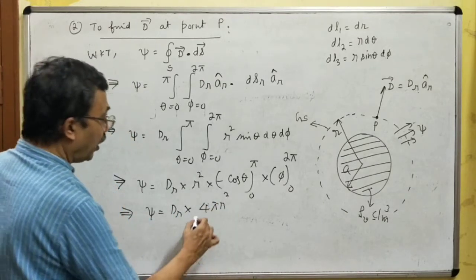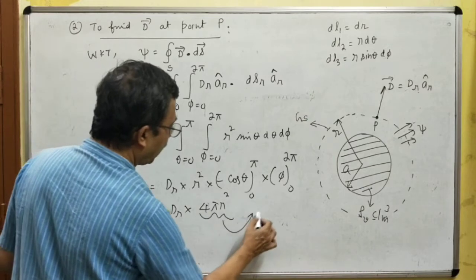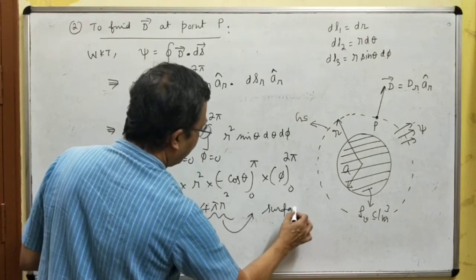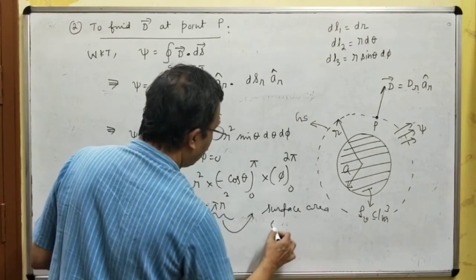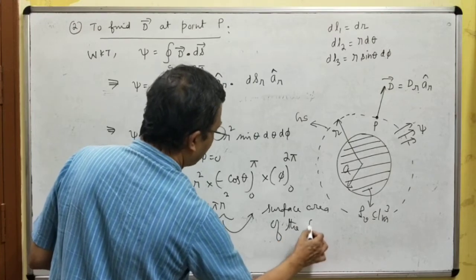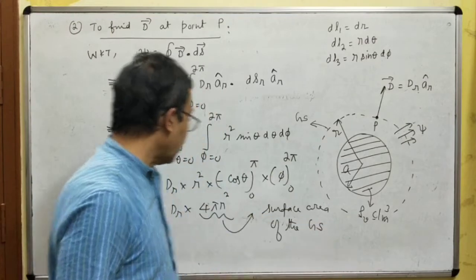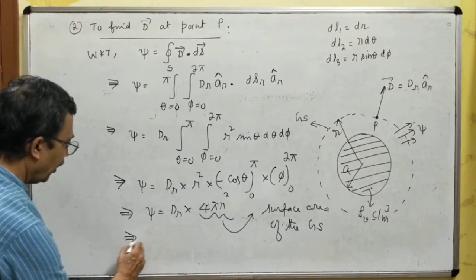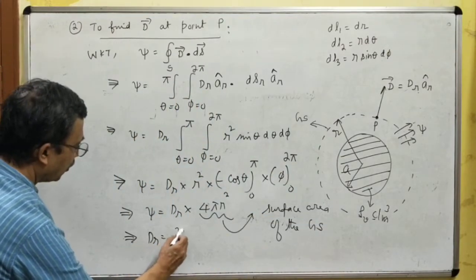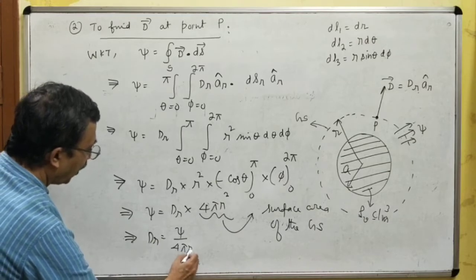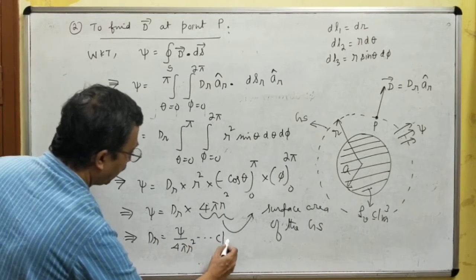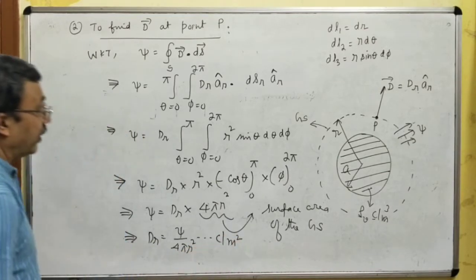What is 4 pi r square? 4 pi r square is nothing but the surface area of the Gaussian surface, which is a sphere of radius equal to r. This in turn implies Dr is equal to psi divided by 4 pi r square. Unit of Dr is coulombs per meter square.